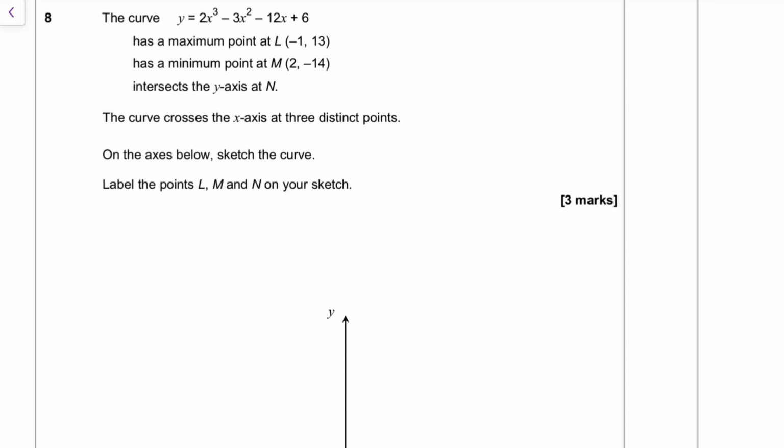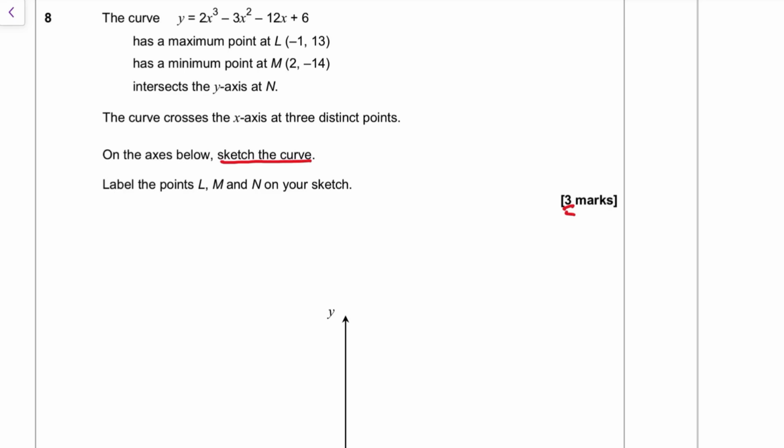The curve gives me a curve, maximum, minimum. Oh God, what's it going to make me do here? Intersects the y-axis at N. Curve crosses the x-axis at 3 distinct points on the axis below. Okay, it's just a sketching question. I thought it was going to be much more difficult. Oh, it's only 3 marks as well. Maybe that should have been a key.